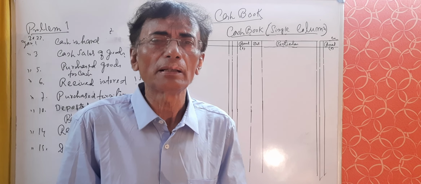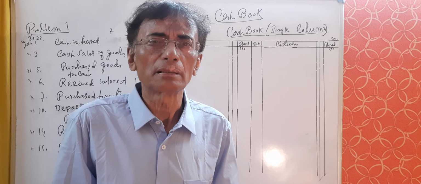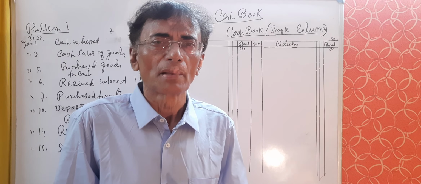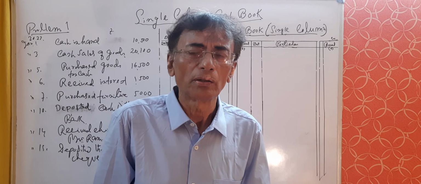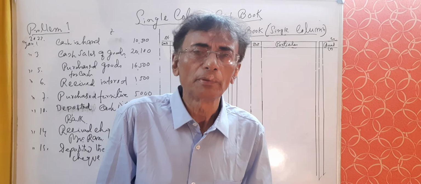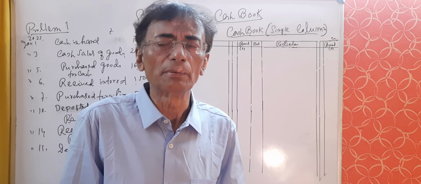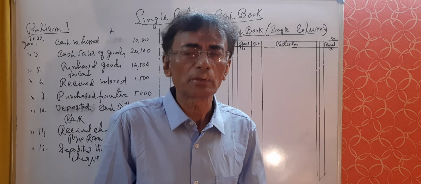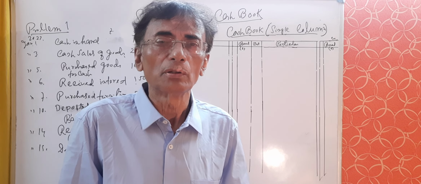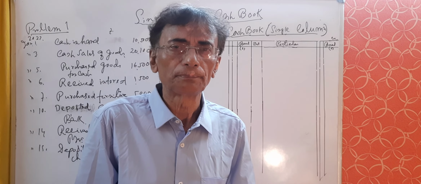Cash book may be classified into 3 classes. One is single column cash book, the second one is double column cash book, and the third one is triple column cash book. Single column cash book records only cash transactions in terms of receipts and payments. Double column cash book records cash and bank transactions both in respect of receipts and payments. While triple column cash book, over and above the cash and bank transactions, records also discount transactions in respect of discount allowed and discount received.